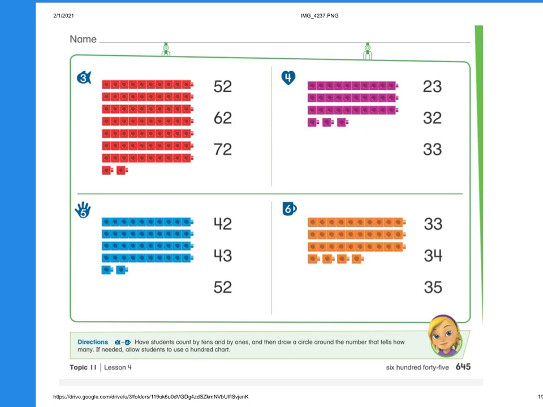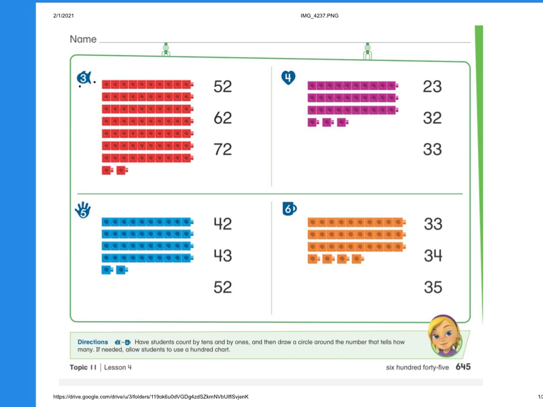Our goal today is going to be counting by tens and then counting by ones in order to find the amount, find out how many there are. So we're going to start with number 3. Our strategy that we did within class today was to make a dot by each group of tens and then mark out the ones to find out the total.